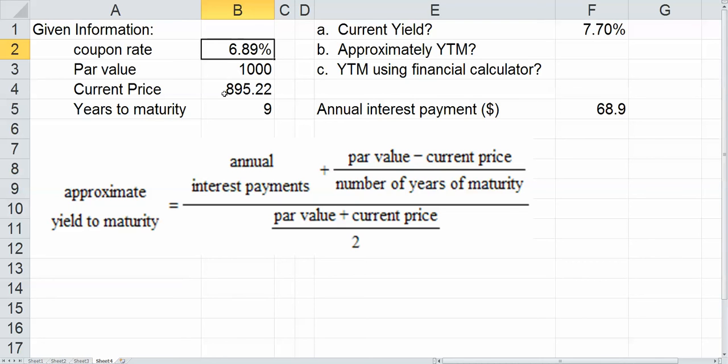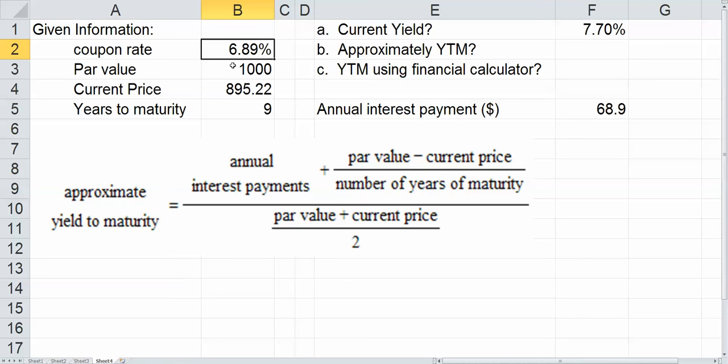However, we can buy the bond for less than $1,000. It only cost $895.22. So because we can buy it for less, but we're getting $68.90 a year, that means we're going to earn a rate that's higher than our coupon rate. Our yield to maturity will be something higher than 6.89%.